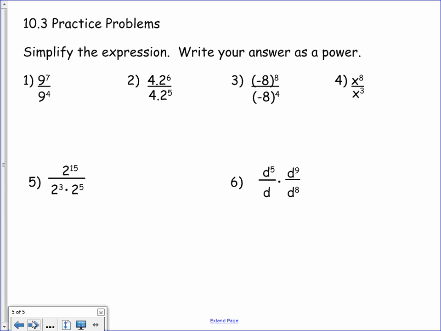Now, we have 6 problems for you to practice on. Again, when we have quotients of the same bases, we are just going to subtract the exponents. And you may have to follow order of operations, simplify either the numerator or denominator, or simplify each fraction first and then finish.